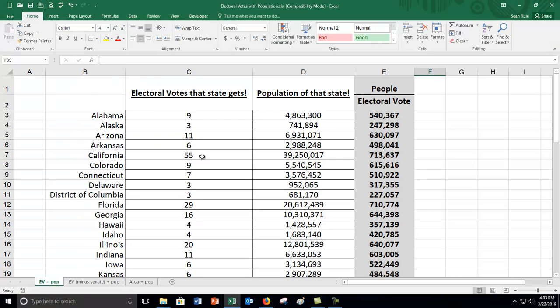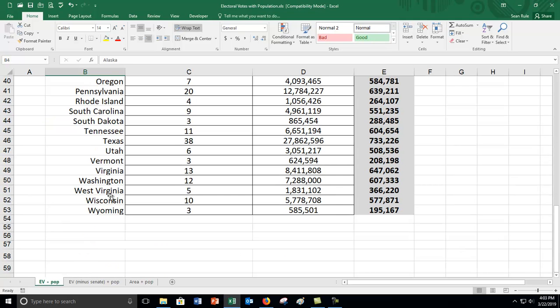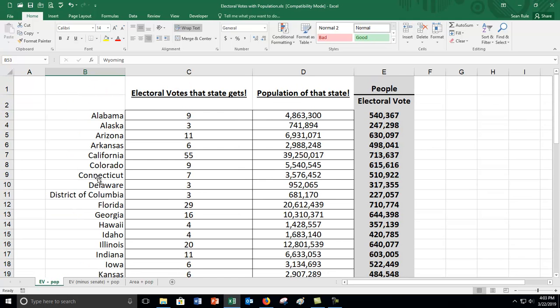So here's the way I've been looking at it. I took each state, Alabama, Alaska, all the way down to Wyoming, and I put Washington, D.C. in here too, because it counts as a state for purposes of votes. And then I put the number of electoral votes that state gets in the next column.